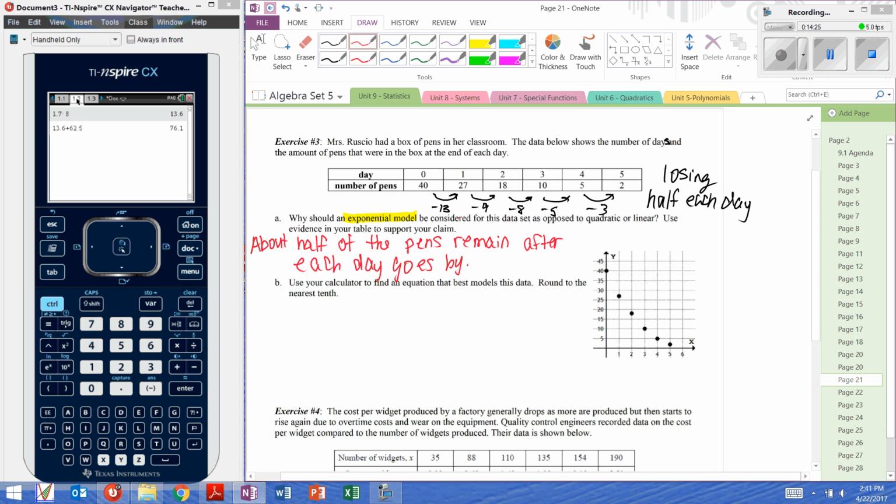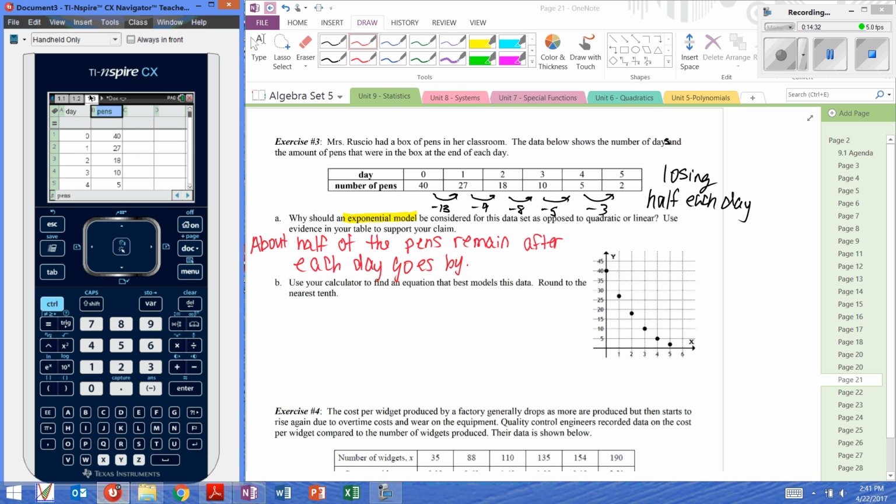And we need to round to the nearest tenth. Okay, so we need to type this in our calculators, in our lists and spreadsheets. Hey, look at that, I already did this. Okay, so here we have the pens and the days. And then we're going to go ahead and do this regression again. So you can use your study guide. You're going to hit menu, then statistics, stat calculations. But instead of picking the linear regression, we don't want that. We want an exponential regression.